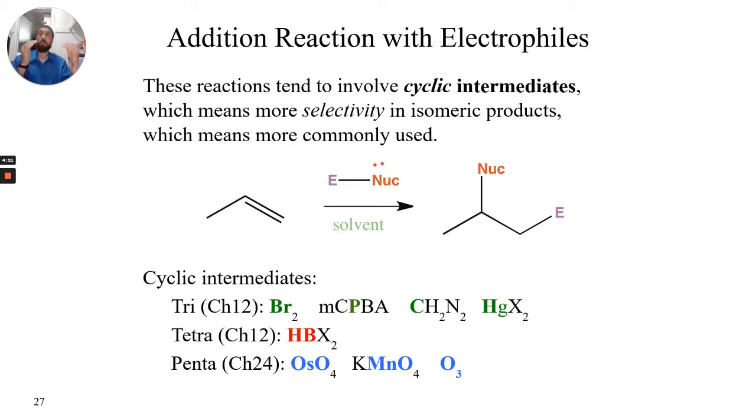Okay. When we move into chapter 24, which for those of you who are like, but that's not on our list, it is on our list. It's a small section of chapter 24. I think it makes up two chapter sections. We encounter osmium tetroxide, potassium permanganate, and ozone. Okay, and those are forming 5-membered ring transition states.